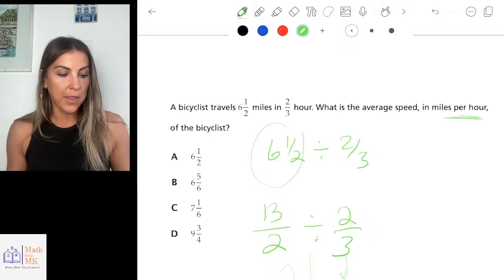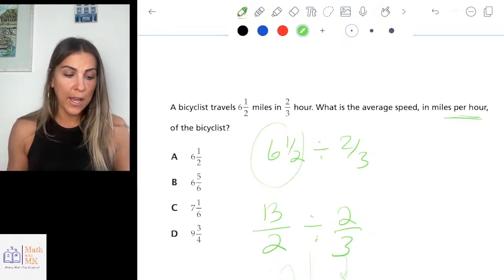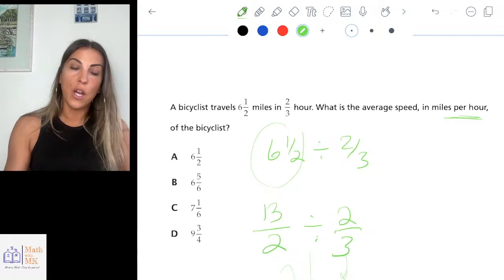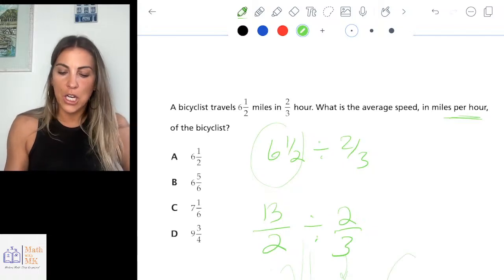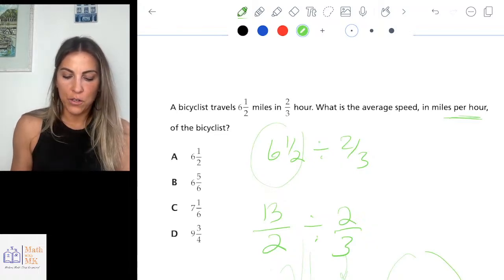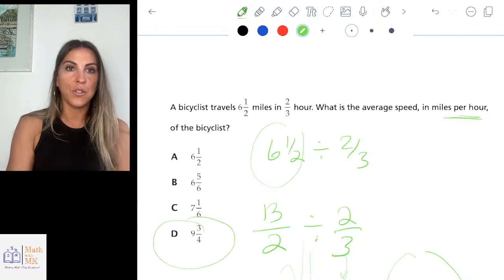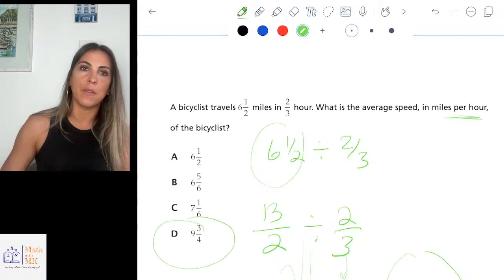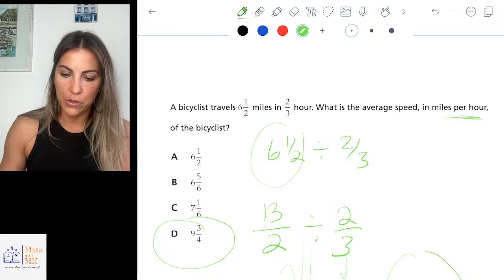You have to know how to write things in multiple ways. So they could have given me decimals. Here they gave me mixed numbers. So I need to know how to change this back into a mixed number. 4 goes into 39 9 times with 3 left over. So it's 9 and 3 over 4. And my answer is D. But again, you guys could have just put that into your calculator since you're in 7th grade.